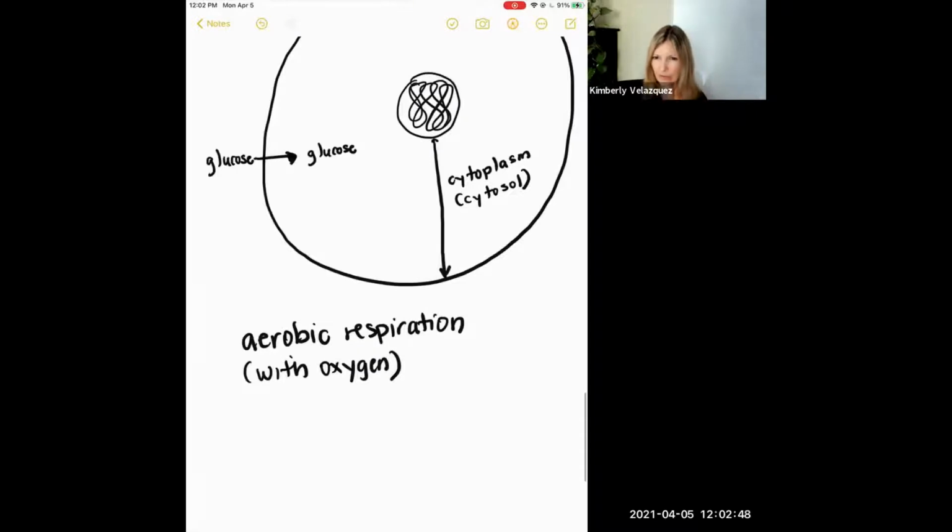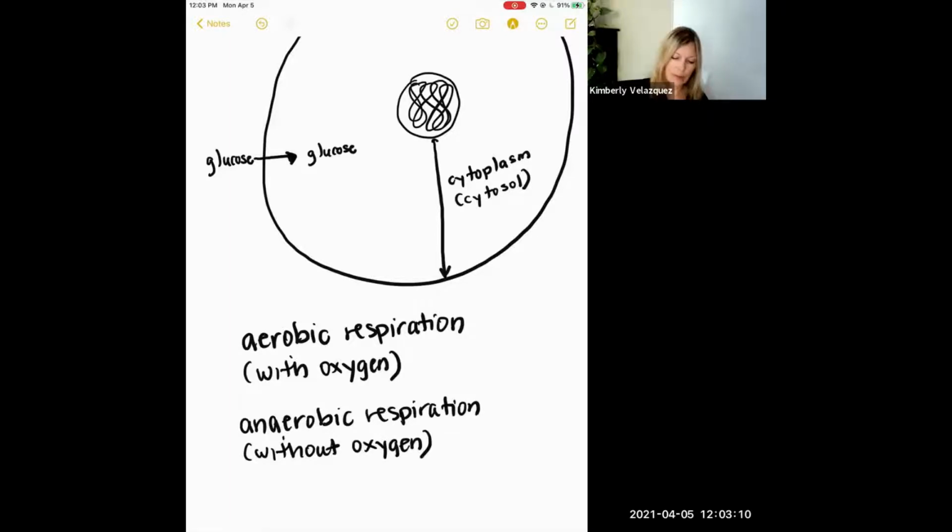The other possible type of respiration is called anaerobic respiration. And I'm sure you've heard these terms before related to exercise. This means without enough oxygen. So an means without.